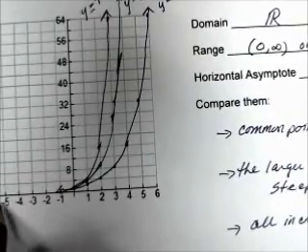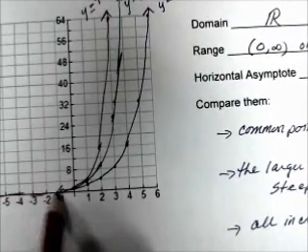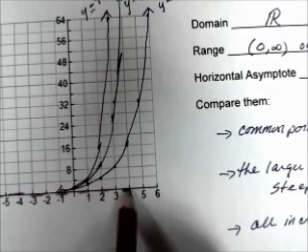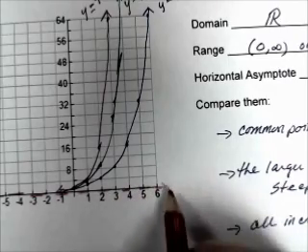And let's just, if I can try once again to draw in that horizontal asymptote of y equals 0.